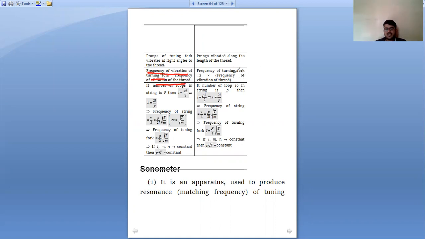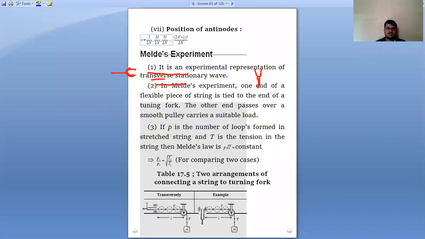And in this arrangement the tuning fork is like this, horizontal, and in this case it is vertical. If you want, I will show you the diagram one more time. You see here, how it is transverse, and this is how it is.